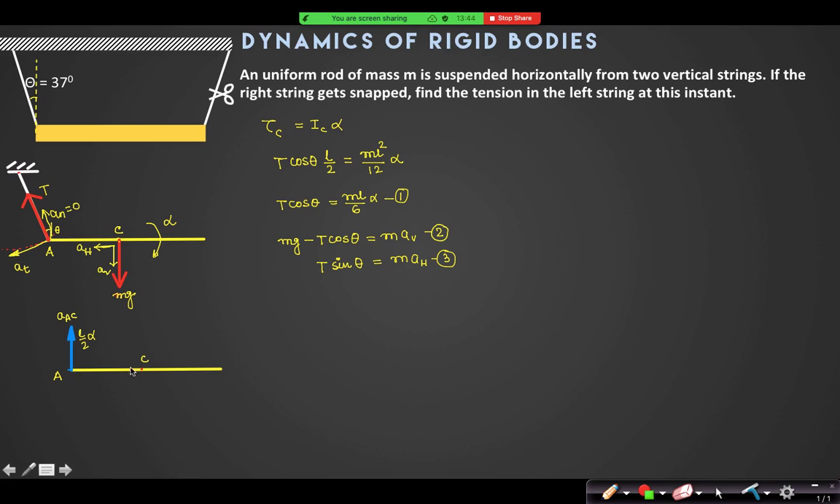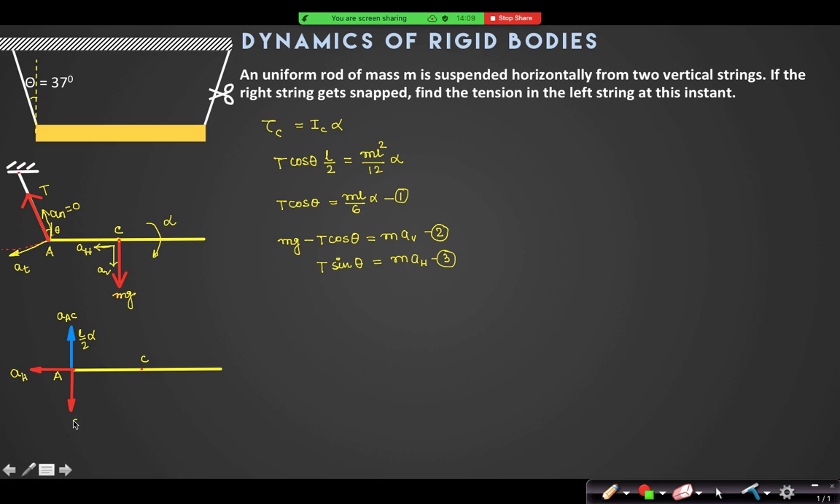AH and AB. AH and AV. Yes. I will add AH and AV with this acceleration. This is AH, and this is AV. So can I say the acceleration of point A is the vector sum of these three accelerations? Yes, sir. You can say.